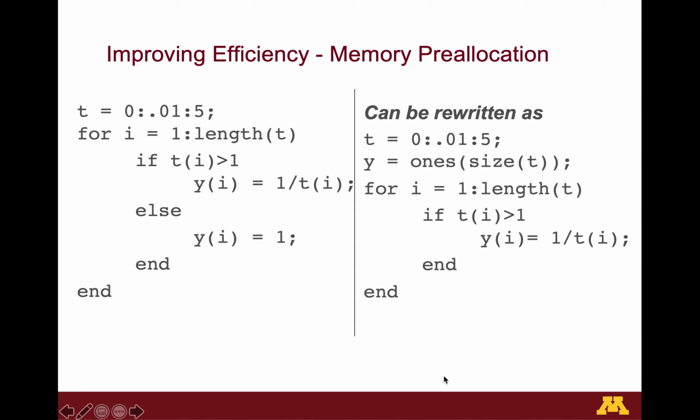Instead of generating just the t vector, we also generate a y vector with all ones. The y vector is ones of size of t. So we pre-allocate a space for this y vector, and then inside the for loop, we fill each element of the y vector with the calculated value. This is a way to pre-allocate memory for a variable, and it will avoid fragmentation of the memory.